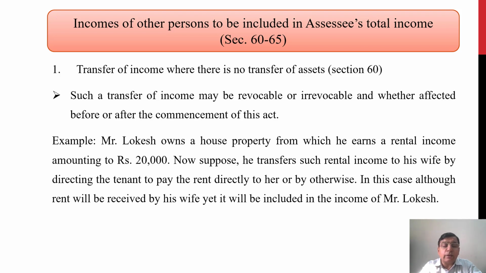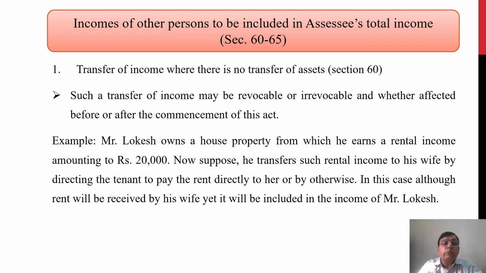In this case, there is a transfer of income but no transfer of asset. That means, without transferring any asset, the assessee transfers some income to any other person, to his relative or to any other person related to the assessee. Then that income will be treated as the assessee's income.